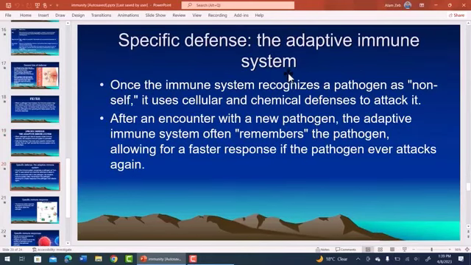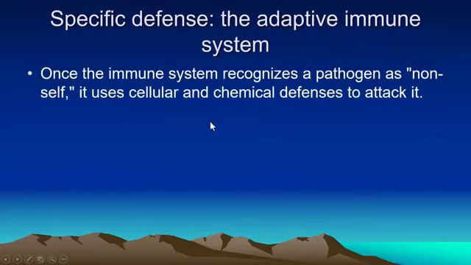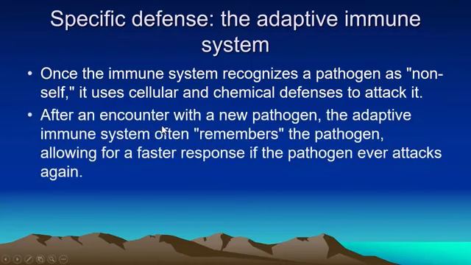Specific defense, the adaptive immune system. Once the immune system recognizes a pathogen as non-self, it uses cellular and chemical defense to attack it. The specific defense system acts by two mechanisms. One is cellular and the other is chemical defense. After an encounter with a new pathogen, the adaptive immune system often remembers the pathogen, allowing for a faster response if the pathogen ever attacks again.